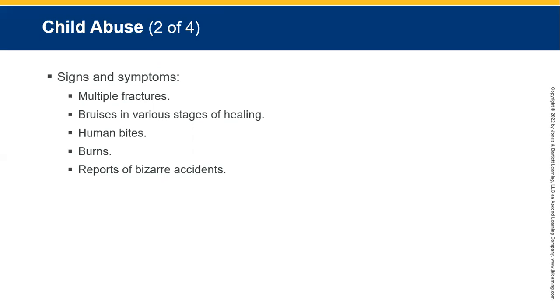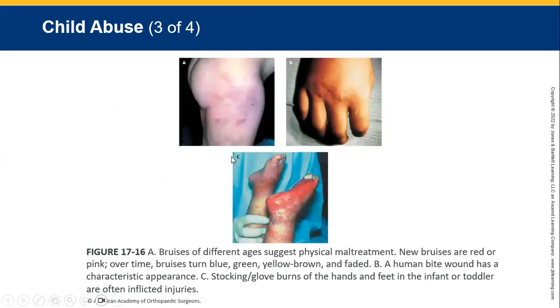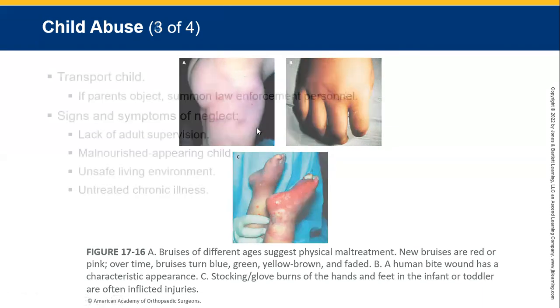Signs of abuse in children: usually bruises in various stages of healing, human bites and burns, reports of bizarre accidents, multiple fractures. Okay. Also, if I can add, fear of adults and things like that. We always want to make extra sure of what we're doing. Never say anything, never suggest anything, but always make sure you get the correct help that the child needs.